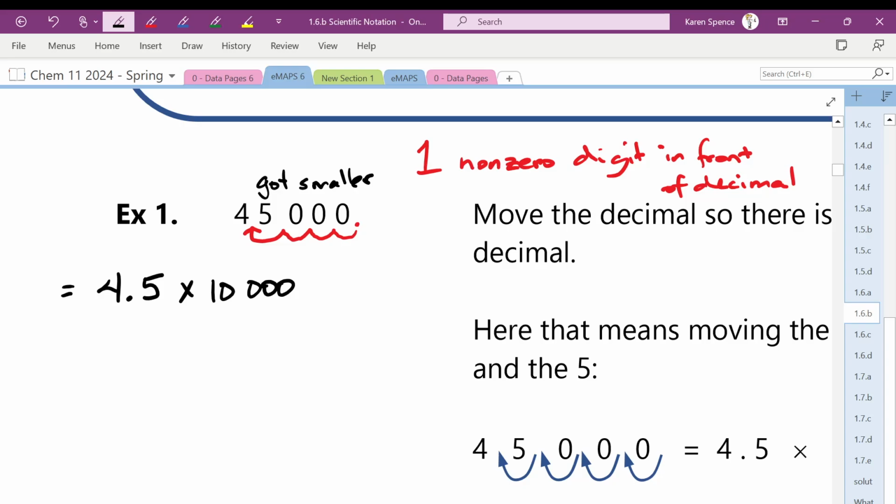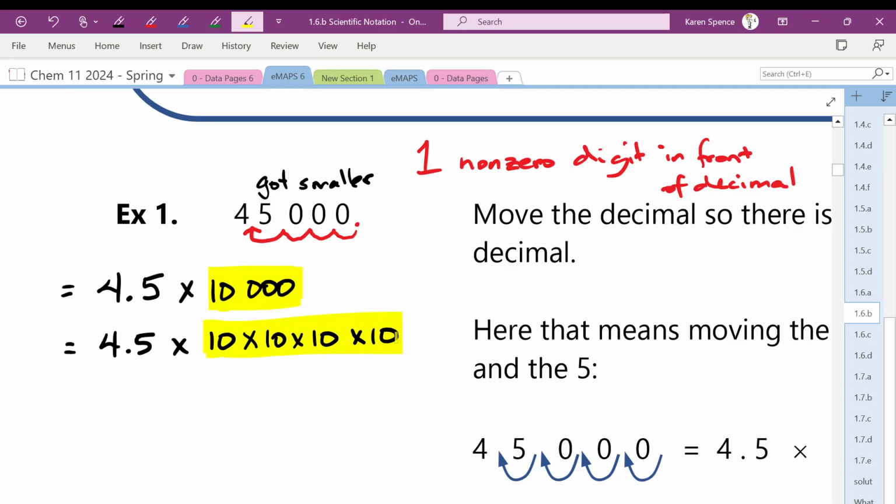How many times do I need to multiply by 10 to get 10,000? Well, 10 times 10 is 100. Times 10 is 1,000. Times 10 is 10,000. So 10,000 is 10 times 10 times 10 times 10, right? So this would then be 4.5 times 10 to the 4. Yes? You're good? Okay.